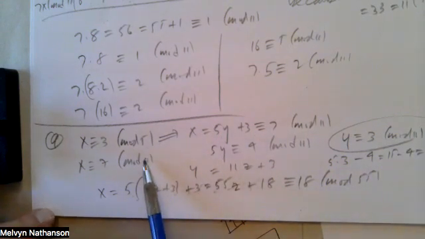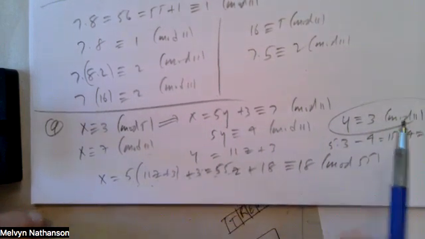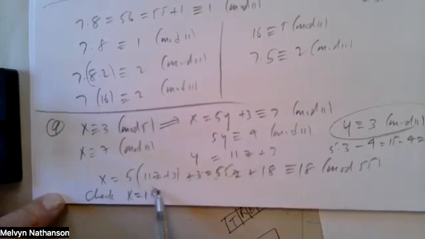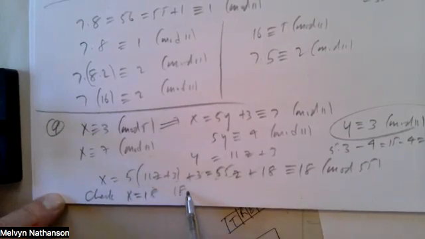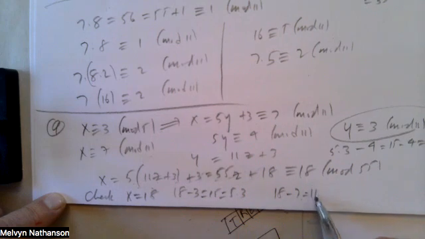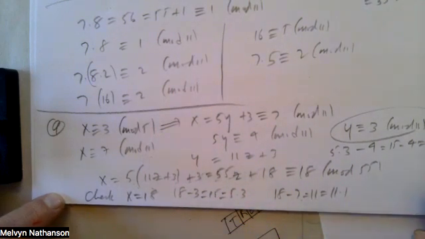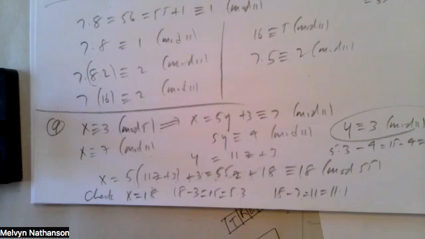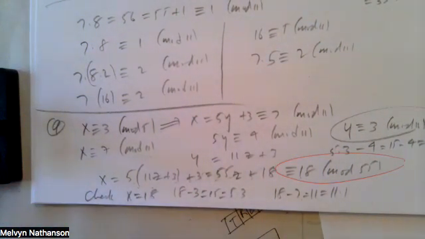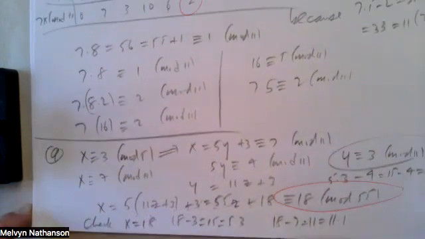Product of these two moduli, 5 and 11. It's just checked. That x equal 18: 18 minus 3 is 15, which is a multiple of 5. And 18 minus 7 is 11, which is obviously a multiple of 11. So any number x congruent to 18 mod 55 is a simultaneous solution of those two congruences.